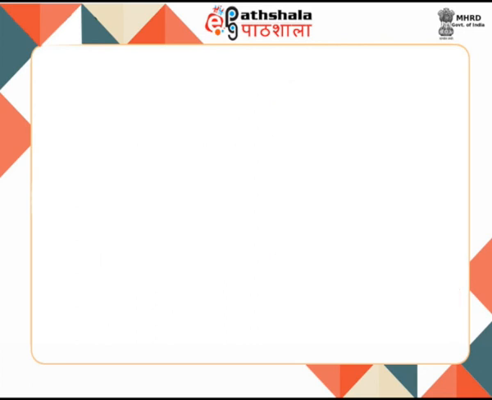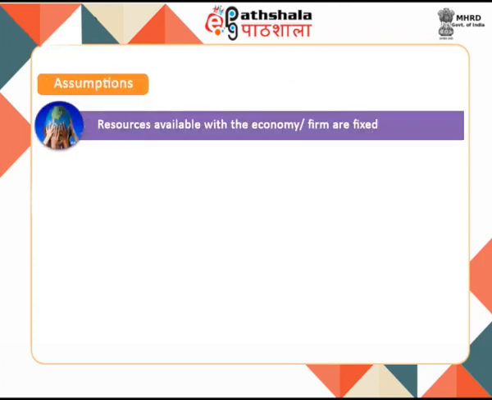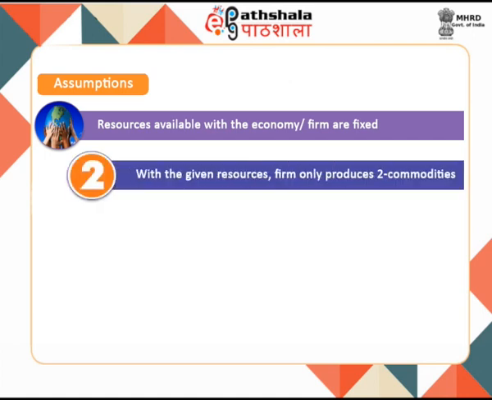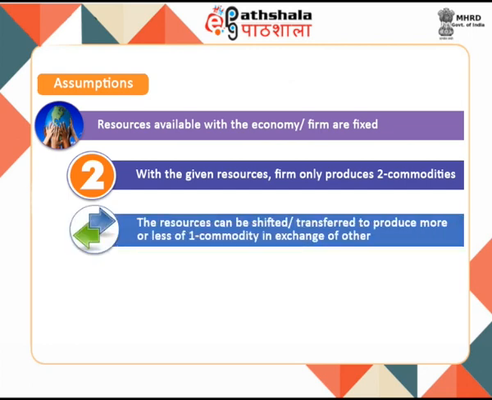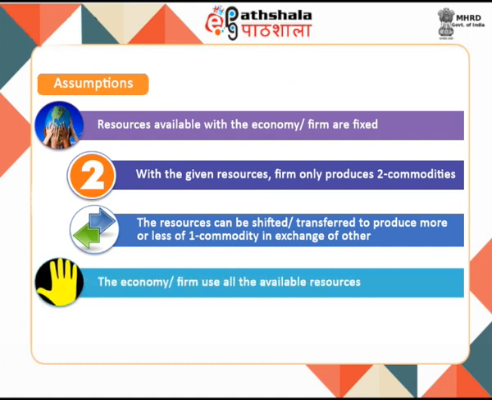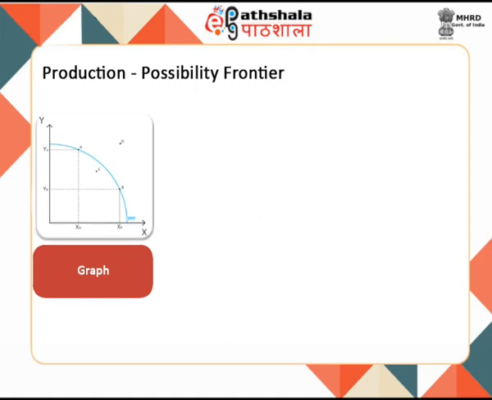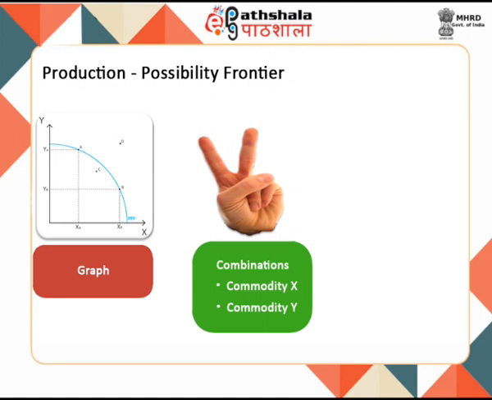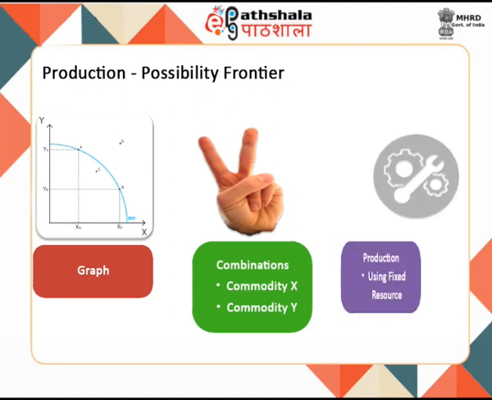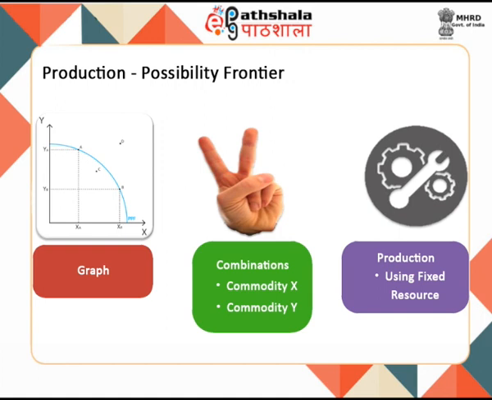For the simplicity of understanding the concept, we make the following assumptions. Resources available with the economy or firm are fixed. With the given resources, the firm only produces two commodities. The resources can be shifted or transferred to produce more or less of one commodity in exchange of another. The firm or the economy uses all the available resources. Given the assumption, production possibility frontier is a graph that depicts the various combinations of amounts of two commodities that an economy or firm can produce using the fixed amount of resources, that is, factors of production.